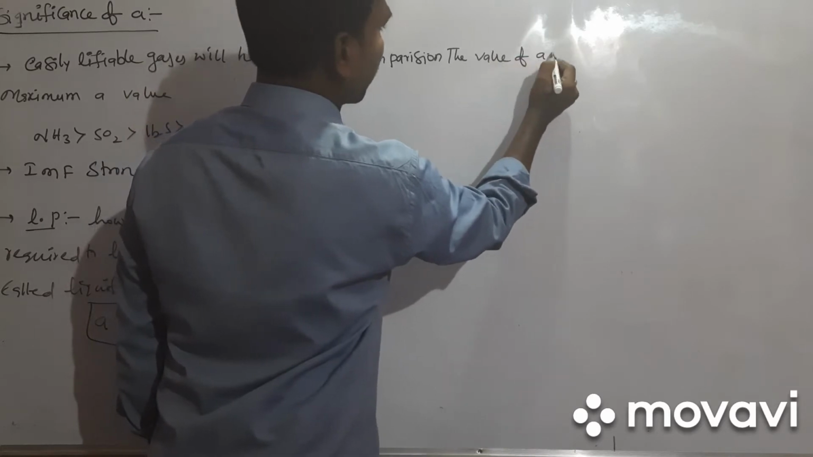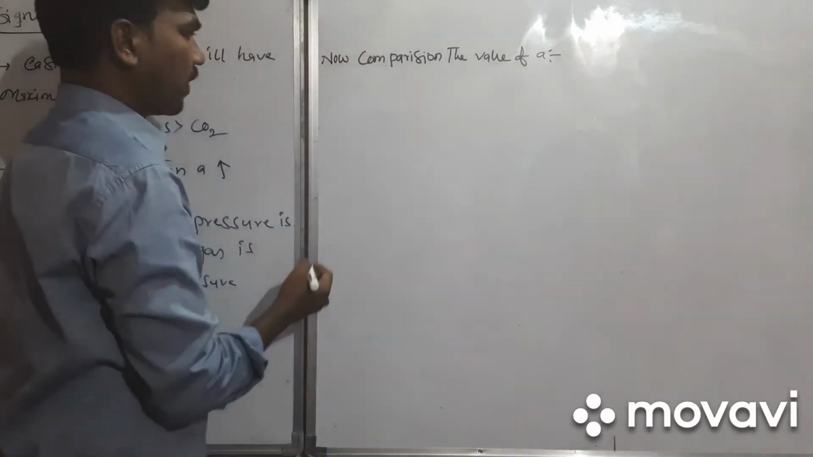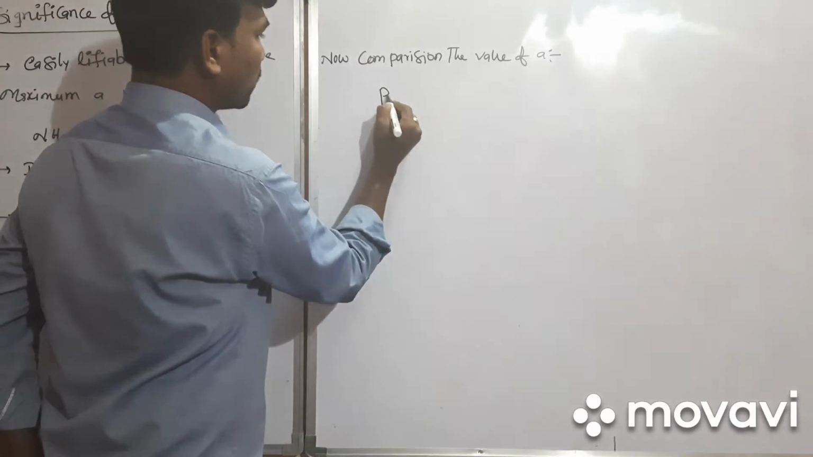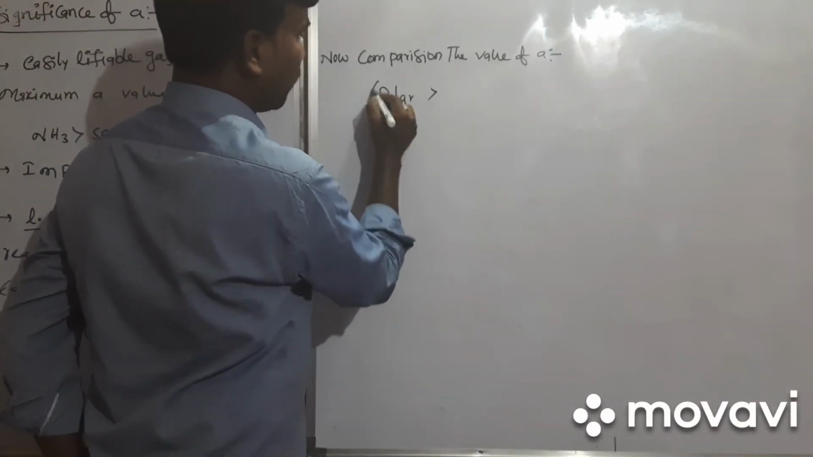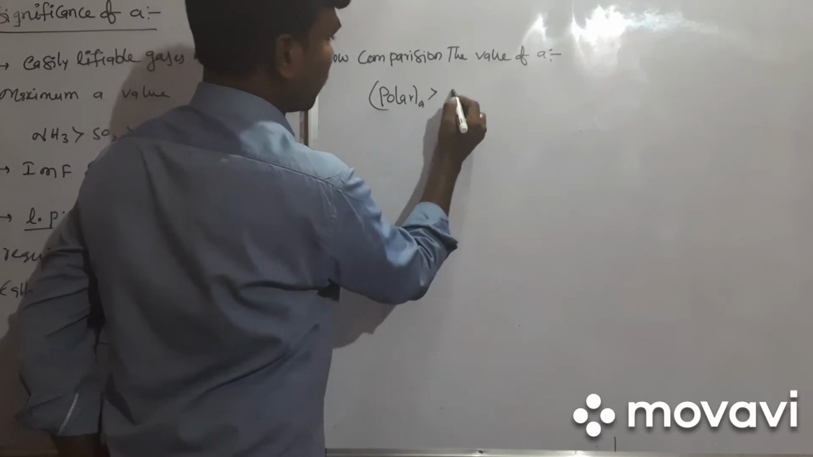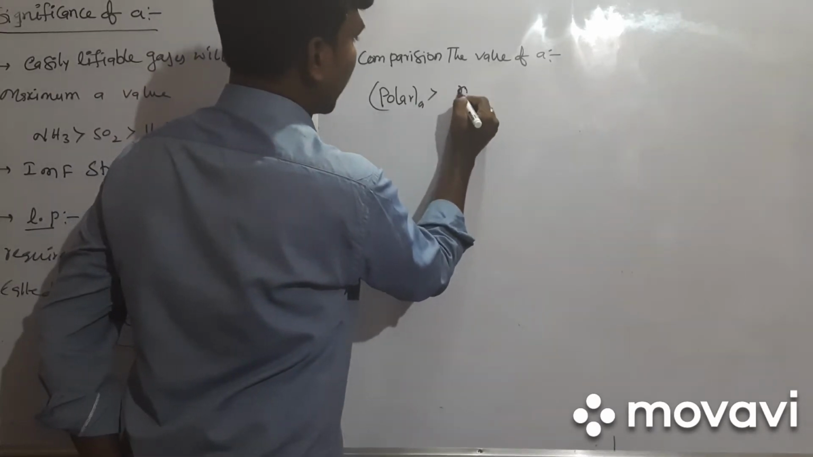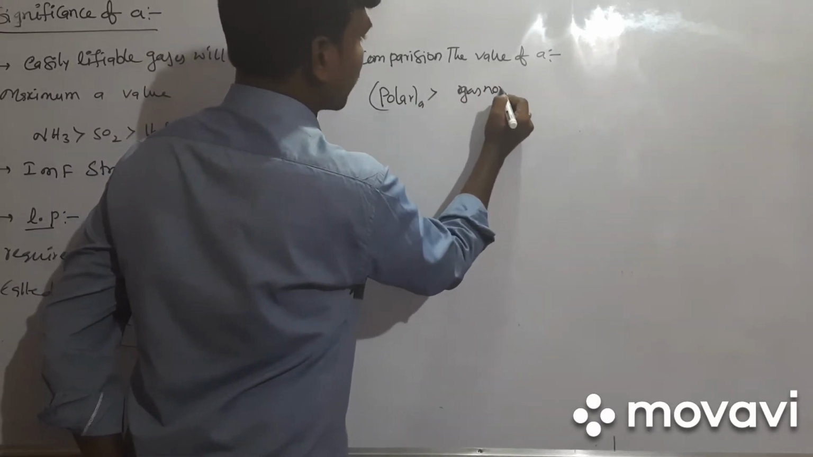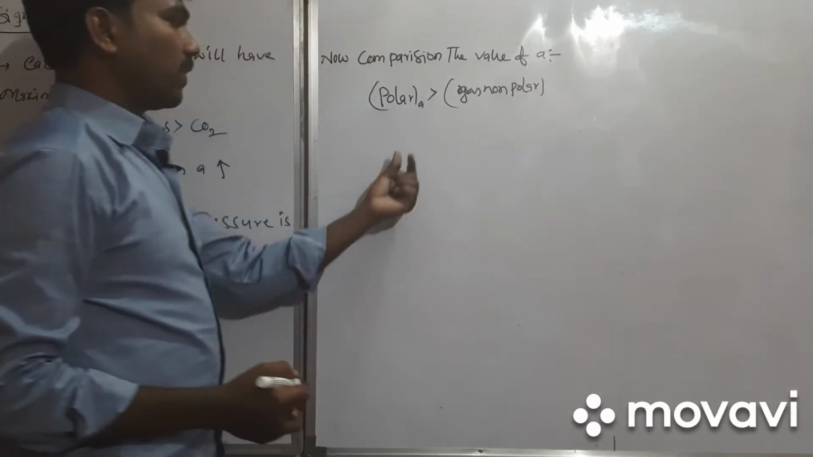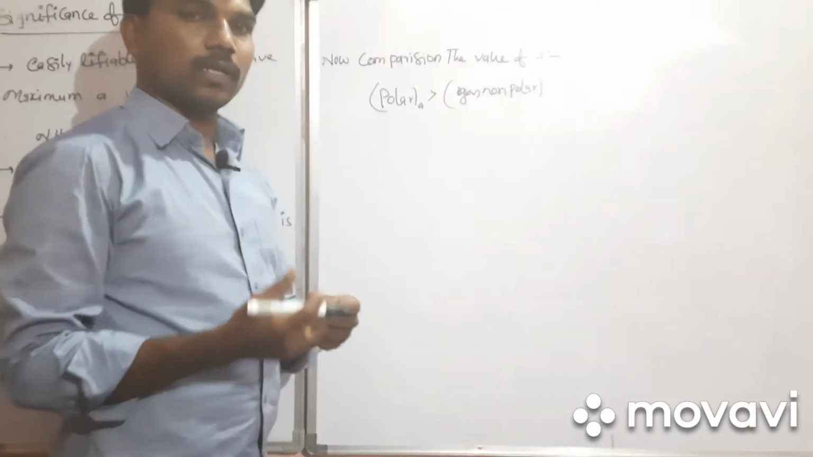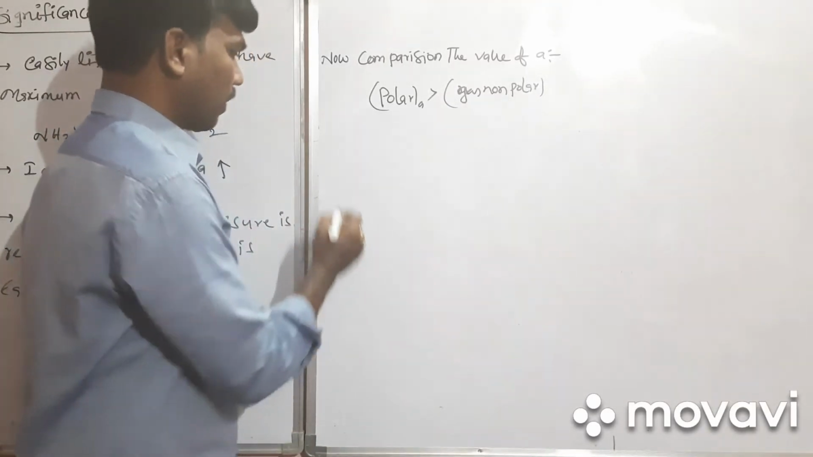How can we compare the values of A? Here you see one gas is polar gas. So polar gas will have maximum A value. A value of polar gas will be maximum compared with gas with non-polar nature. Right? So which gas is polar? If the gas is polar, then intermolecular forces will be more, right?